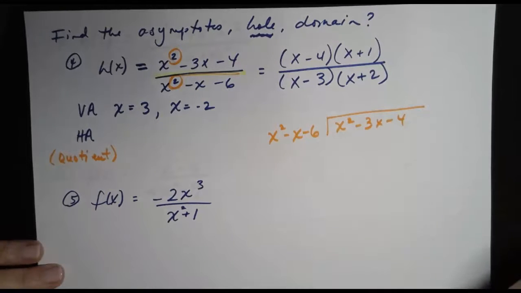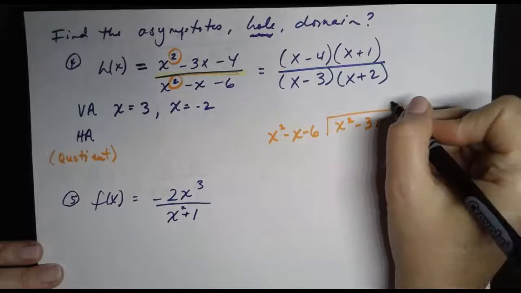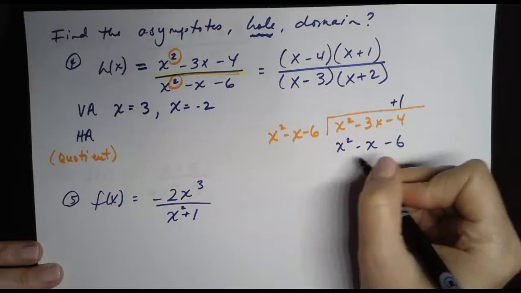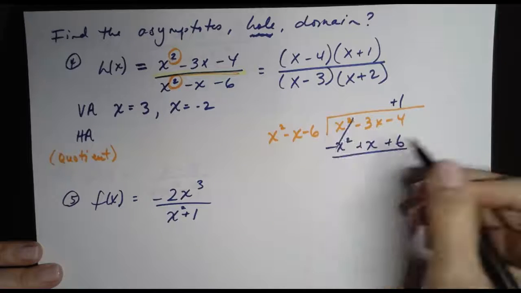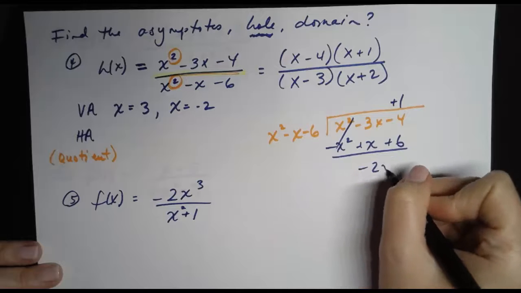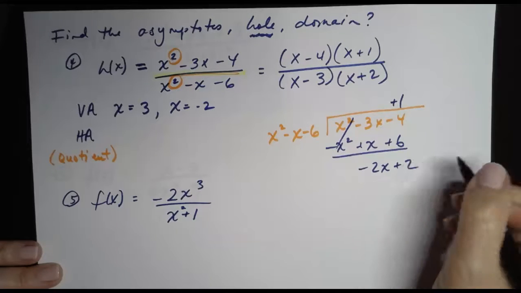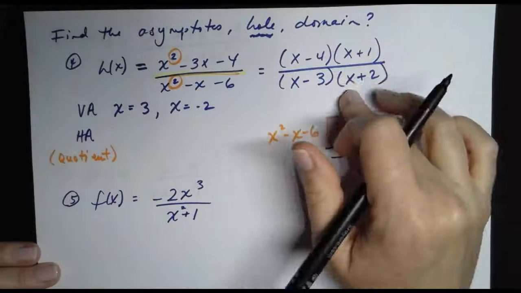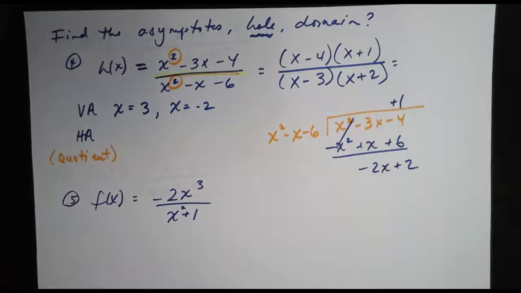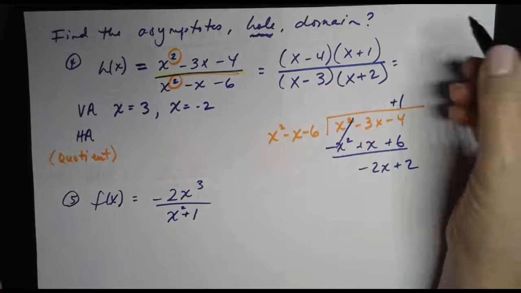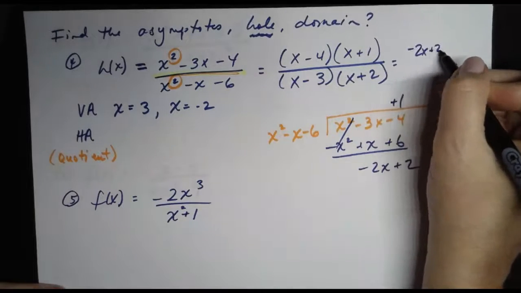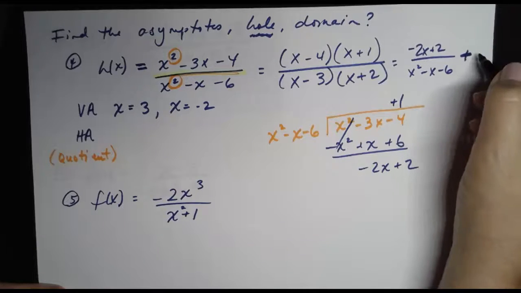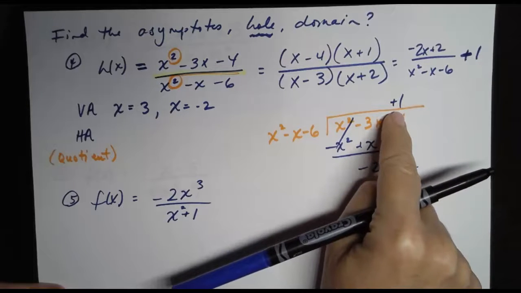So when we perform this, x squared goes into x squared plus 1 time. 1 times x squared is x squared minus x minus 6. Draw the line, change the signs, cancel. We end up with -2x plus 2. If I subtracted right, that looks right. So think about what we actually just did here. So here it is in factored form. If we write it as essentially a mixed number, what we end up with is -2x plus 2 over x squared minus x minus 6 plus 1. That 1 is the quotient.